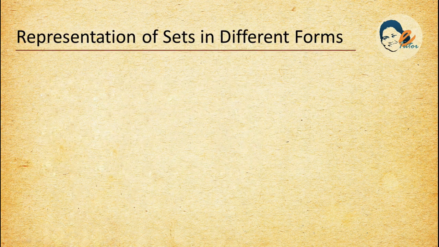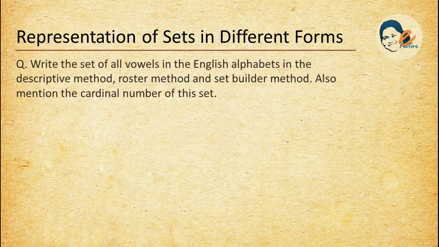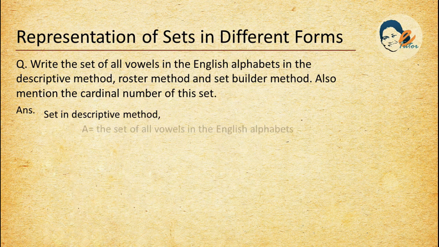Now let's discuss how we can represent a common set in different forms of set representation. Here is our first question. Write the set of all vowels in the English alphabet in the descriptive method, roster method and set builder method. Also mention the cardinal number of this set. Let's solve this. To represent this set in a descriptive method, first we have to give a name to that set. So, the set in descriptive method is capital A equals the set of all vowels in the English alphabet.